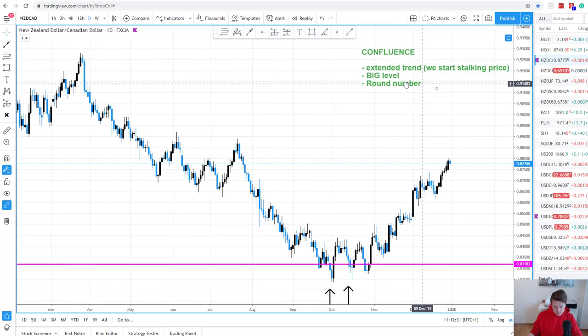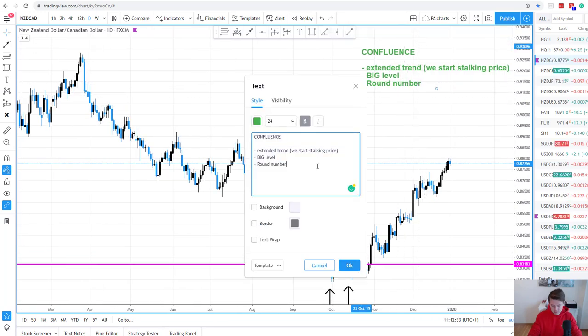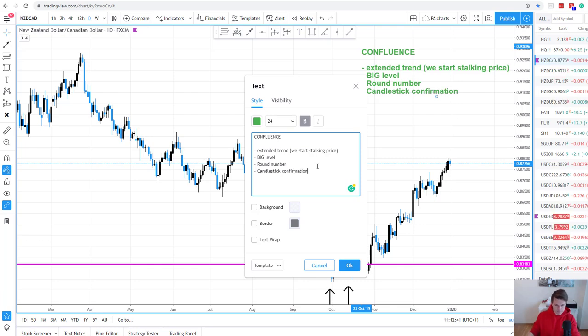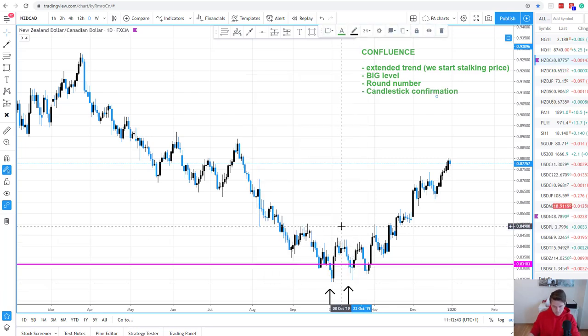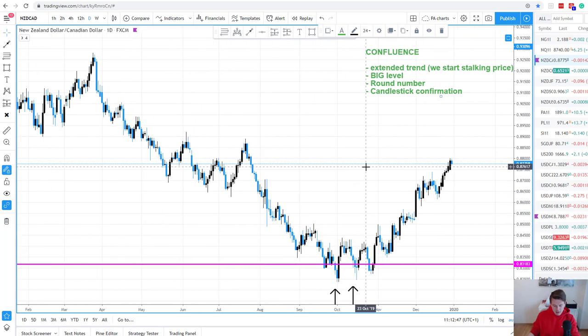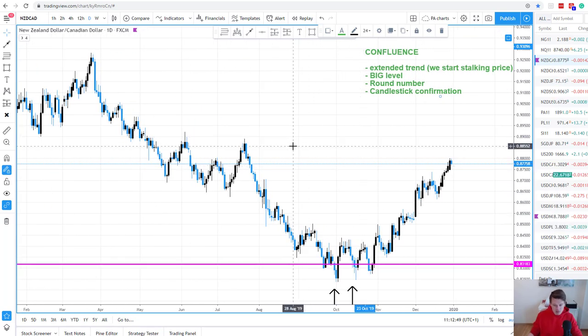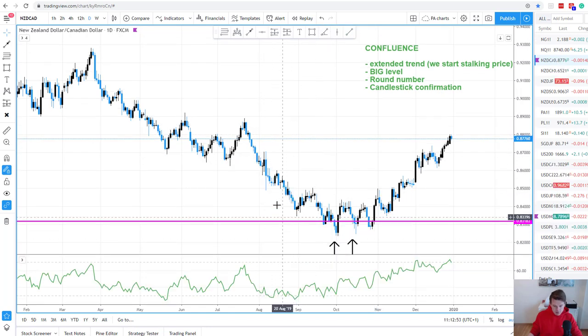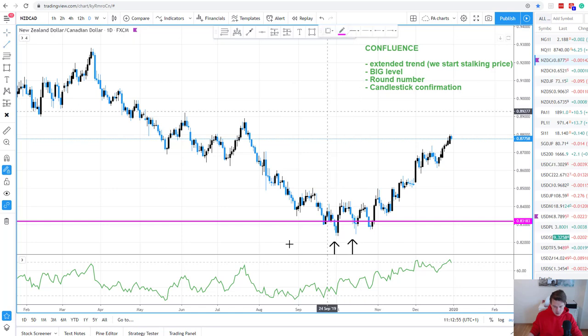So we can see, and we can extend this list. What do we have? Candlestick confirmation. Important. And then what else do we have? I have been using the RSI for many years, so I don't often put it on my charts, but if you put it on your charts, you will be able to see also a divergence.